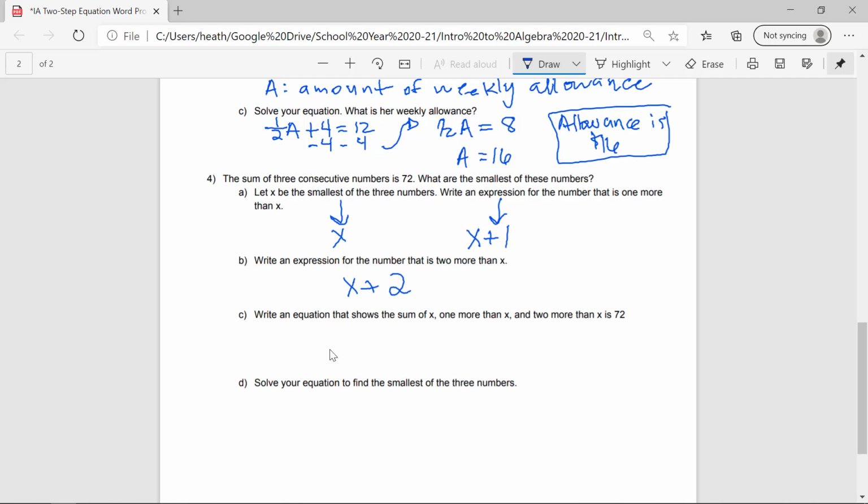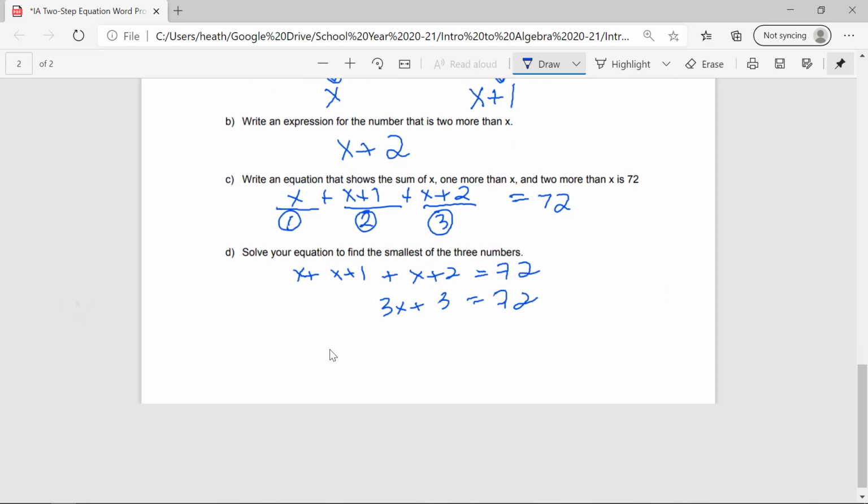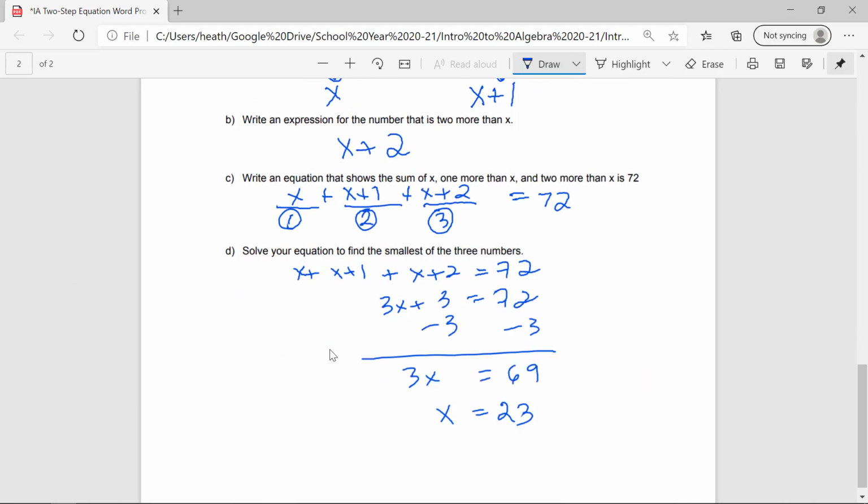Now we want to show that the sum of those 3 numbers, x and x plus 1 and x plus 2, is 72. So my equation should be x plus x plus 1 plus x plus 2 equals 72. Those are my 3 numbers. So this is the first number, this is the second number, and this is the third number being added together. Alright, so now we're going to solve our equation. So I just combine like terms, and I get x equals 23. So the smallest number is 23.